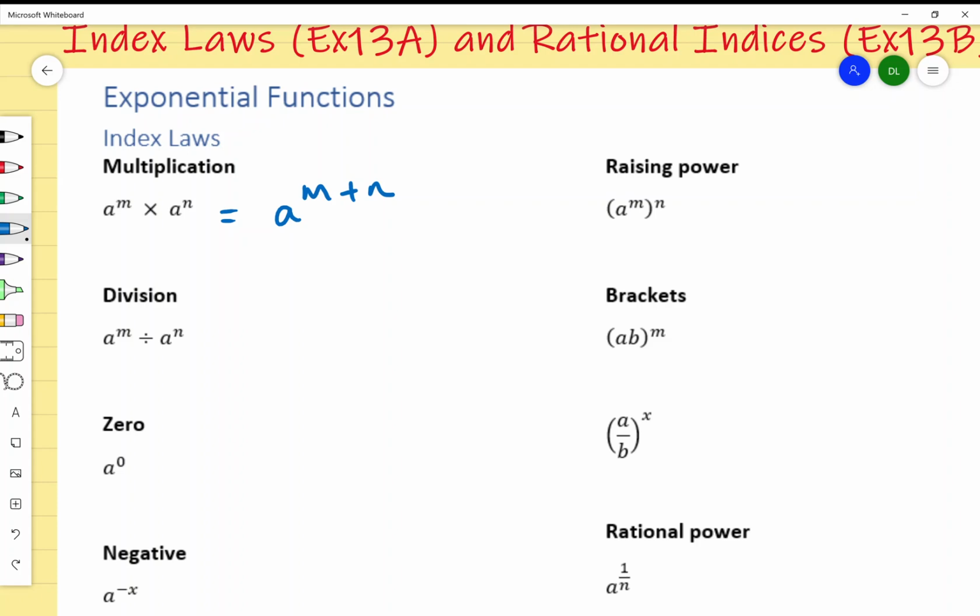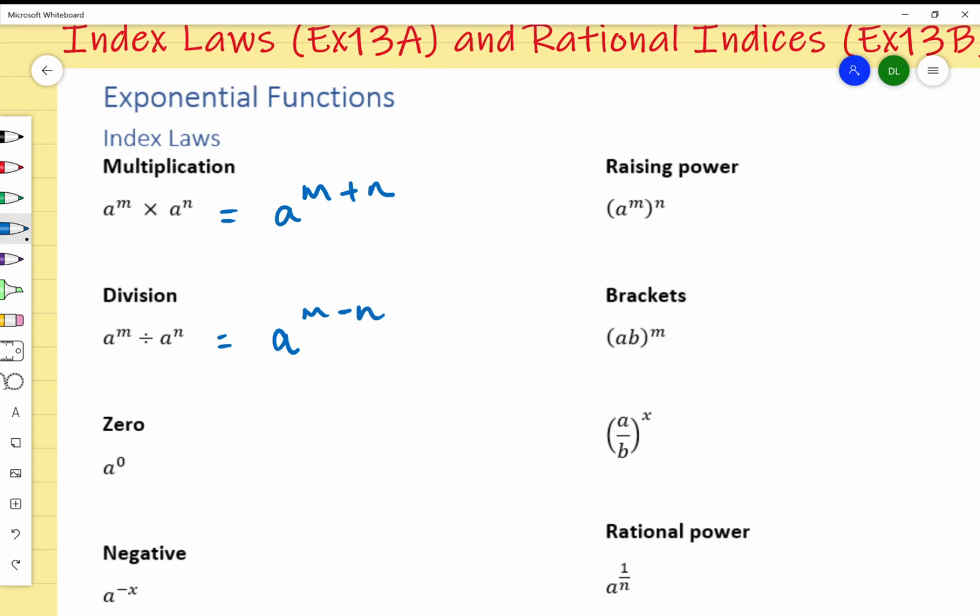Yeah? Sweet. Now what's the rule that has to be true before we can actually do this? Well, the base has to be the same, doesn't it? Right? The base has to be the same. Sweet. If we're multiplying them, we add the powers. Same thing with division. If we divide them, we end up with m minus n. Pretty straightforward.